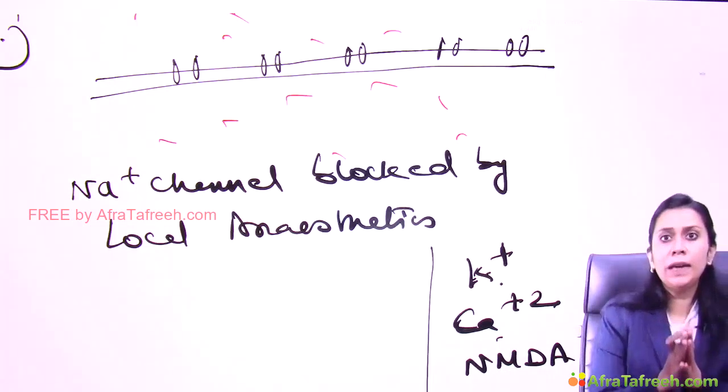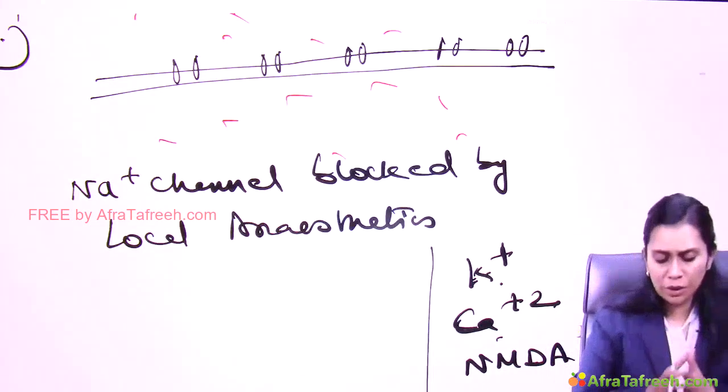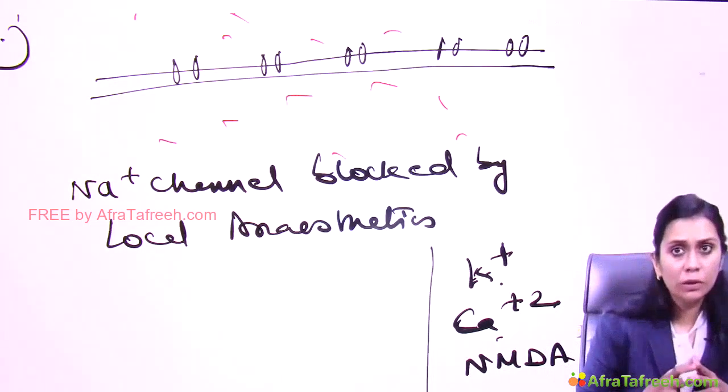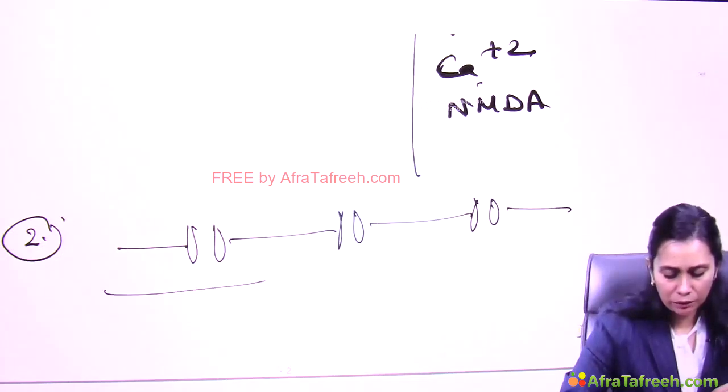So if a question in AIIMS is asked, which of the following channels is affected by local anesthetic? Sodium, potassium, calcium, NMDA. Answer would be sodium, primarily sodium. If a question in PGI is asked, which of the following channels are affected by local anesthetic? Sodium, potassium, calcium, NMDA. Answer could be all. So a little bit of effect on potassium, calcium and NMDA channels as well. Okay. Now second point. These are the sodium channels present on the nerve fiber, right?